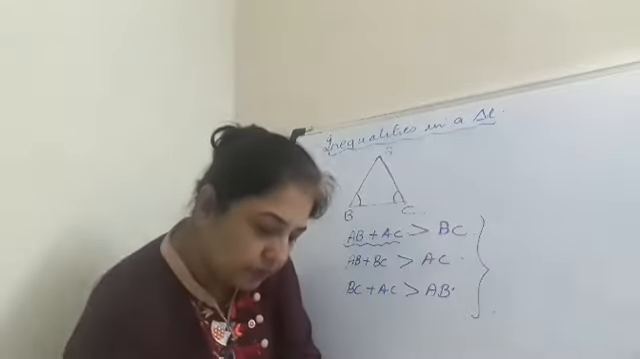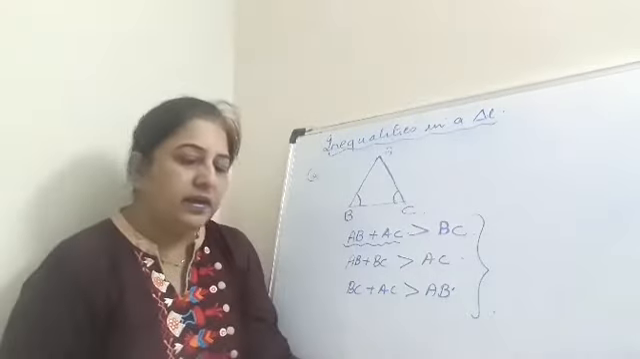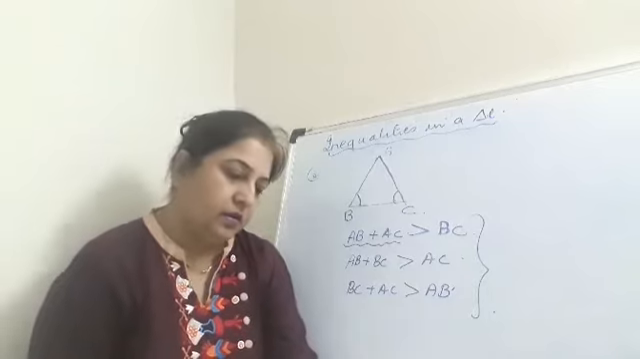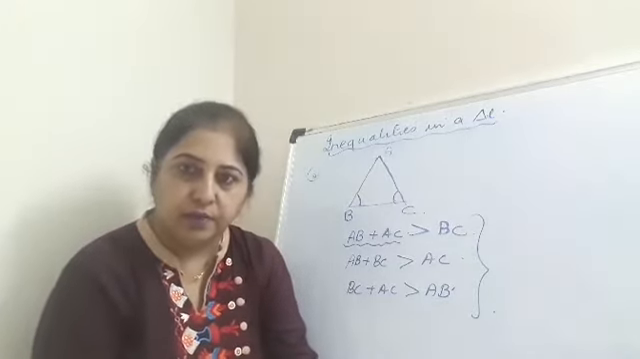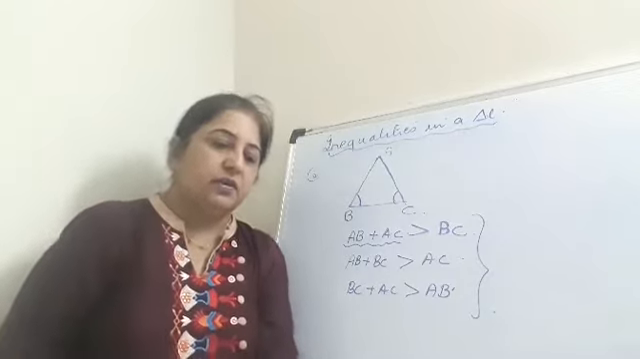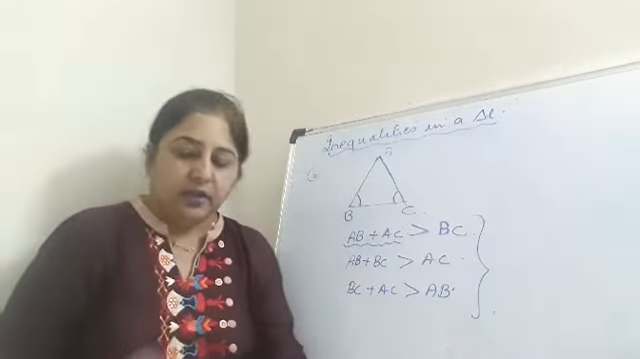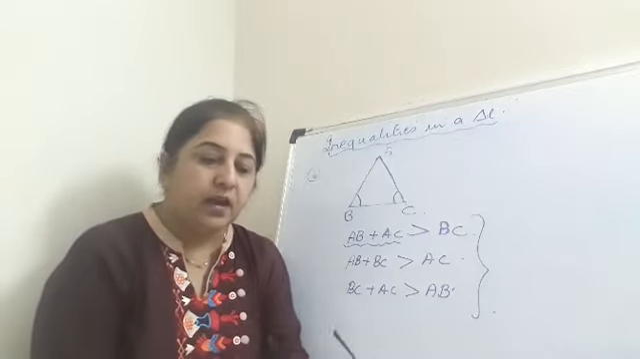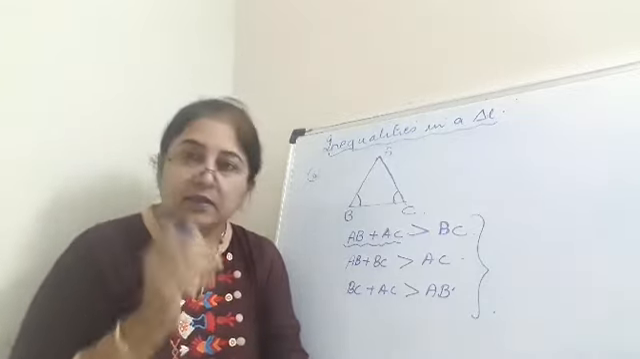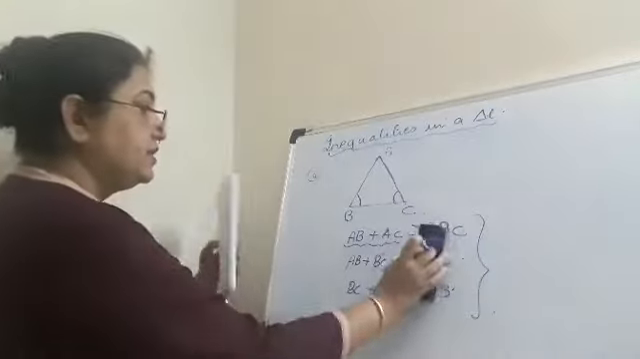Now, beginning with exercise 7.4. Let's check out what is given in the first question. Show that in a right angled triangle, the hypotenuse is the longest side. Okay, I will start with the exercise.